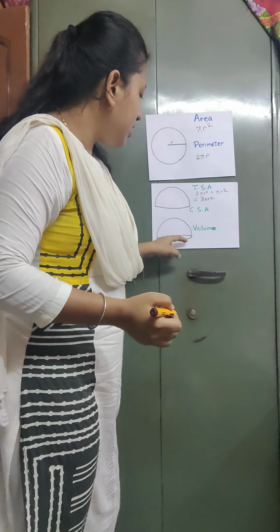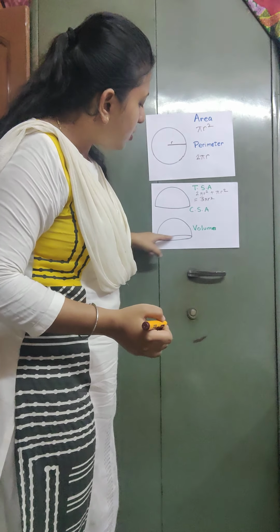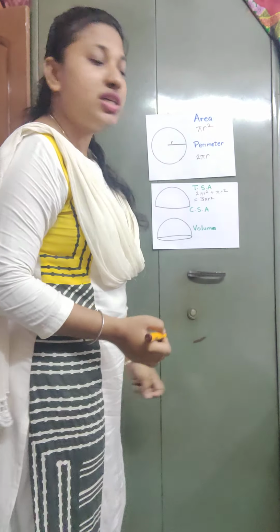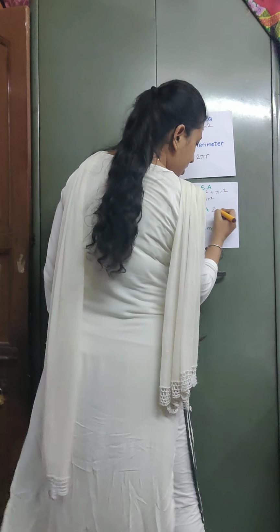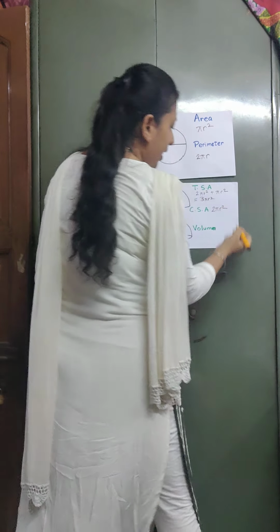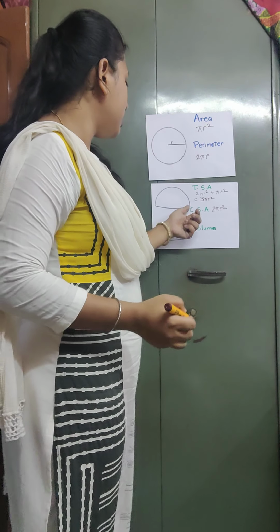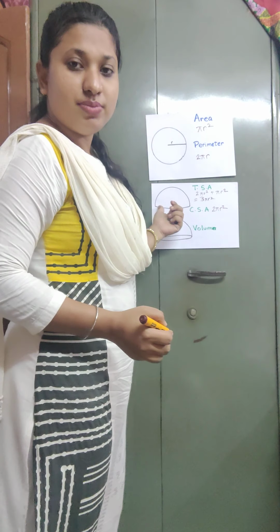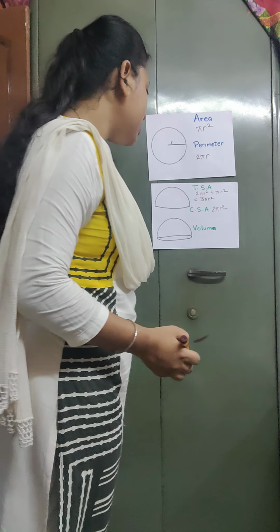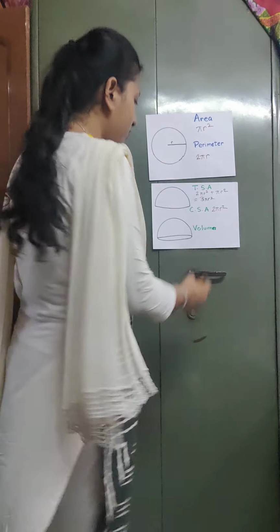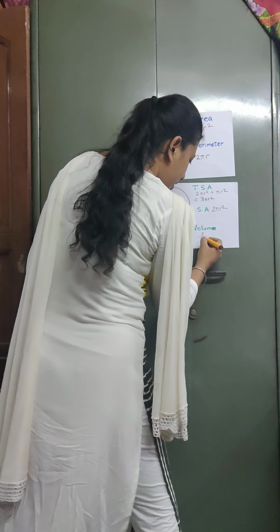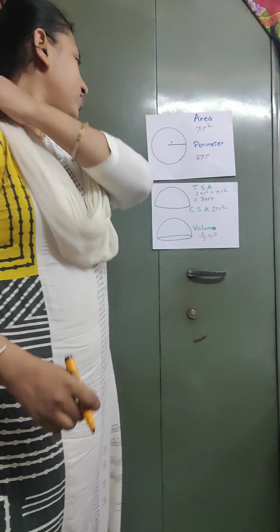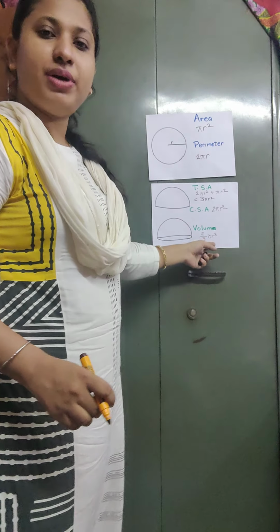Now, when the hemisphere is hollow inside, what will be the curved surface area? The curved surface area will be 2 pi r square because inside the circle is missing. Okay. What is the volume of a hemisphere? The volume of a hemisphere is 2 by 3 pi r cube.